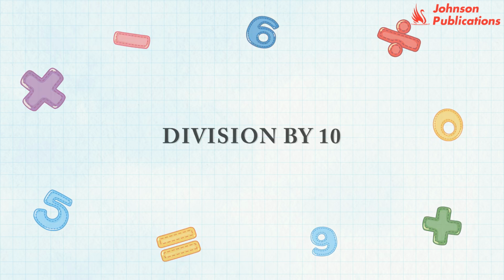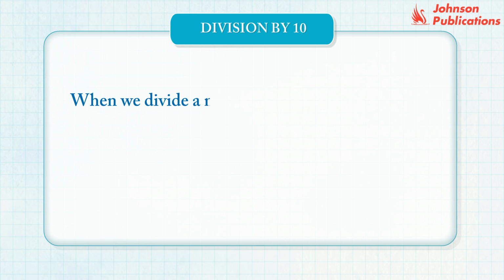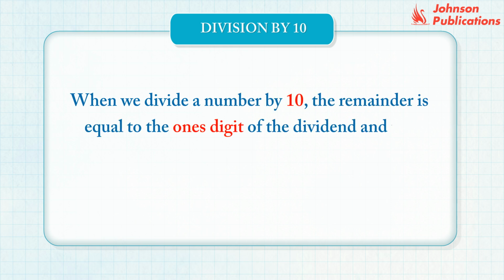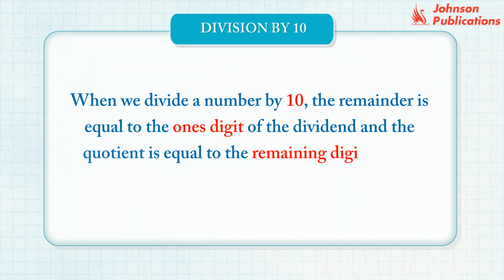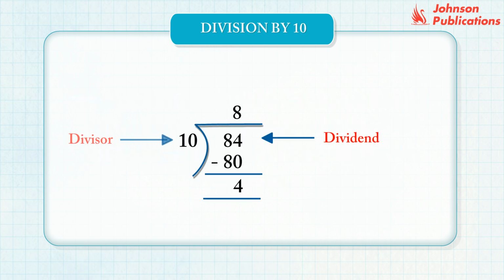Division by 10. When we divide a number by 10, the remainder is equal to the ones digit of the dividend and the quotient is equal to the remaining digits of the dividend. For example, 84 divided by 10 gives quotient equal to 8 and remainder equal to 4.